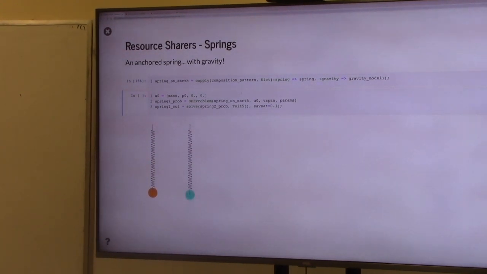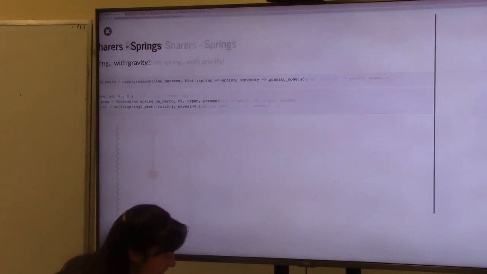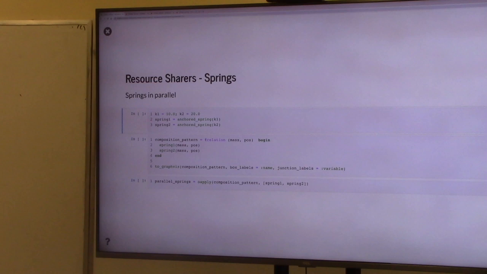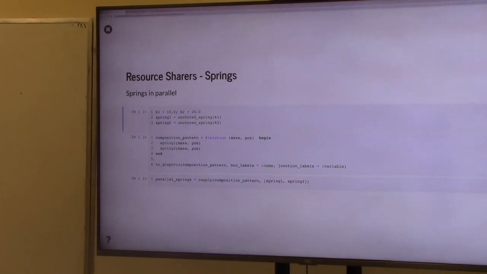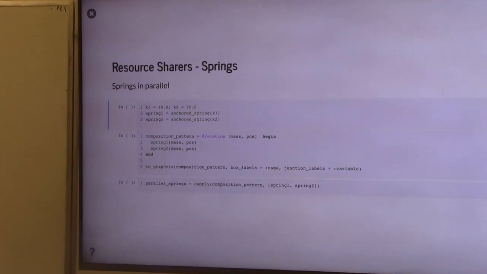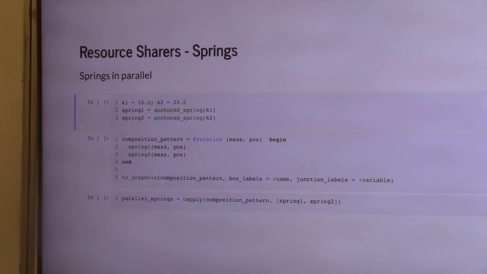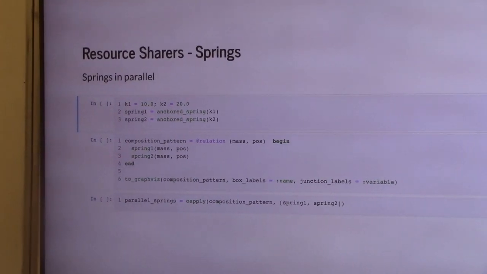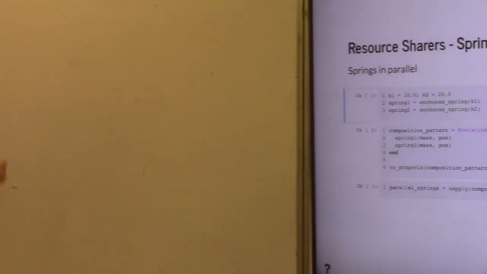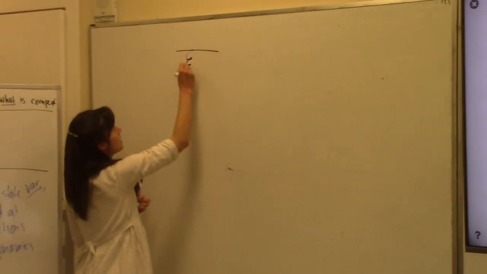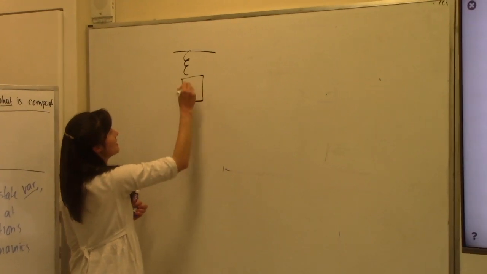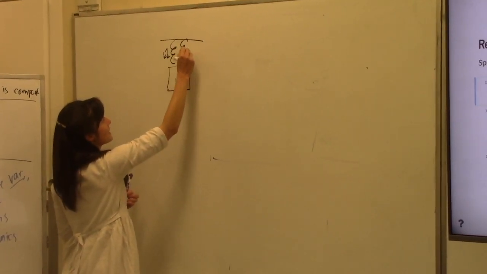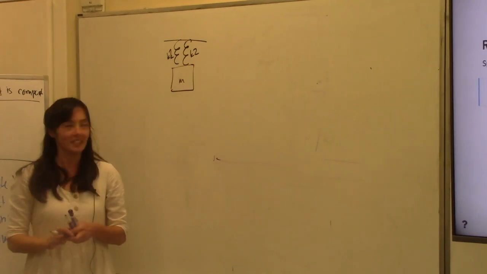All right, more fun with springs. Let's do springs in parallel. So in this story, I'm going to erase all of this. I have a mass, and now I have two springs with two different spring constants attaching it to my thing.